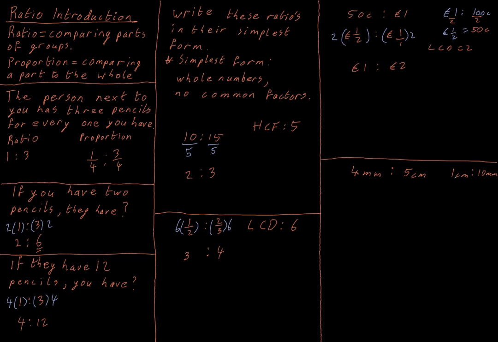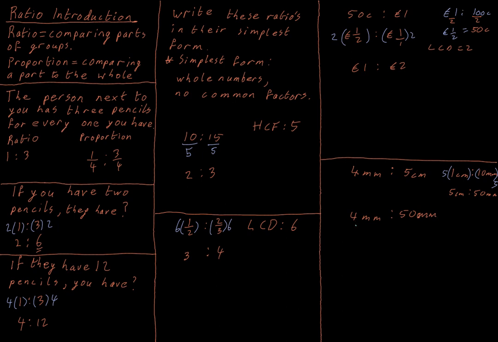So if I know that 1 centimeter has 10 millimeters in it, I want to know what 5 centimeters would be. So I am going to multiply both sides by 5. And I have not left myself very much space there. My apologies. But I've multiplied both sides by 5. So 5 centimeters would be 50 millimeters. So I now know I'm dealing with 4 millimeters is to 50 millimeters. And now can I write this in its simplest form?